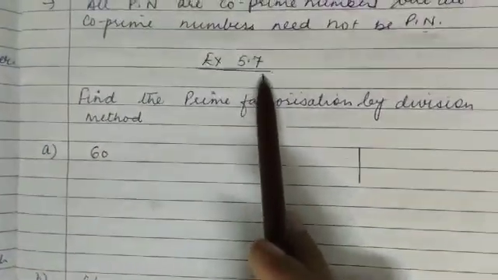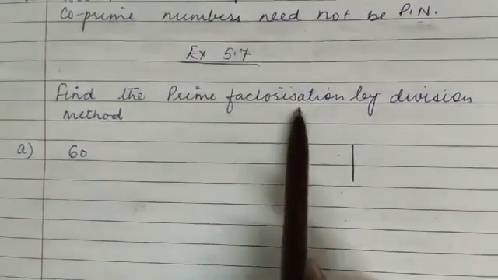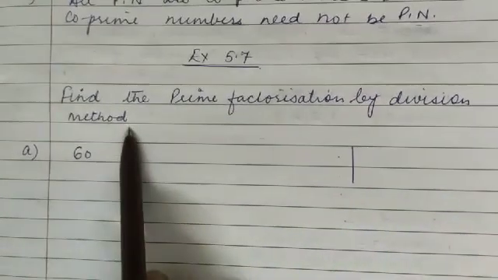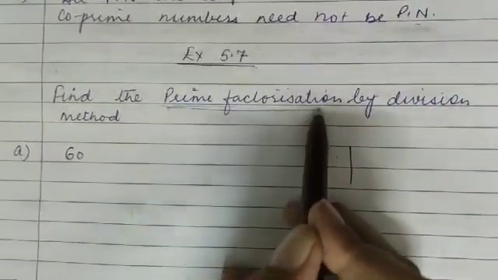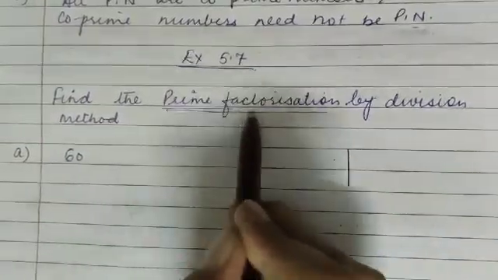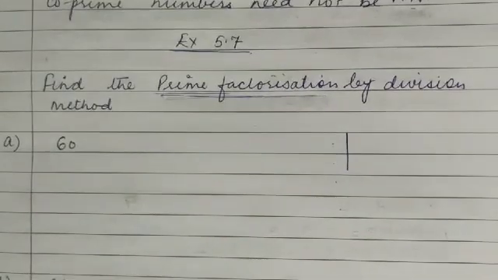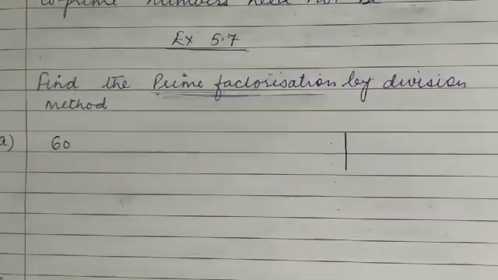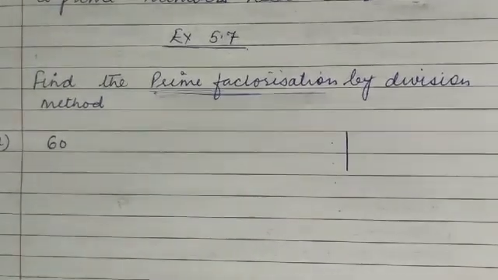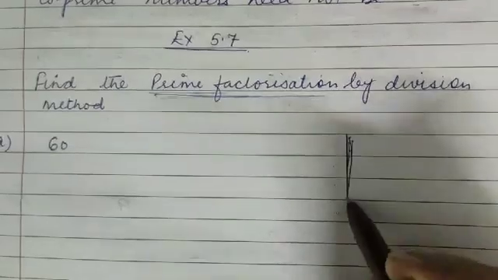Now we will start with Exercise 5.7. Find the prime factorization by the division method. Prime factorization means we have to find the factors, but we can use only prime numbers. So what is the smallest prime number? 2. We always start with 2.